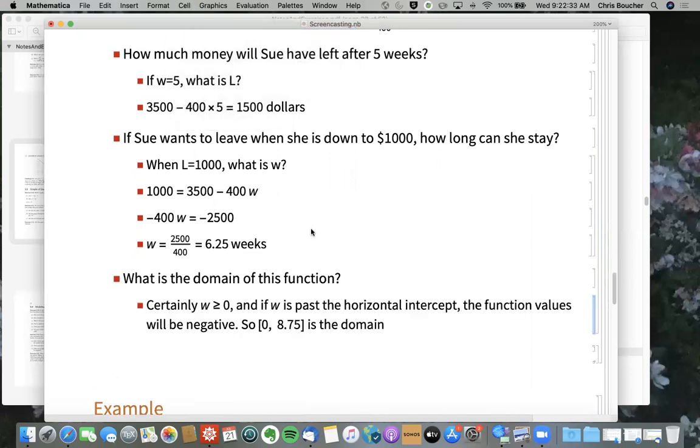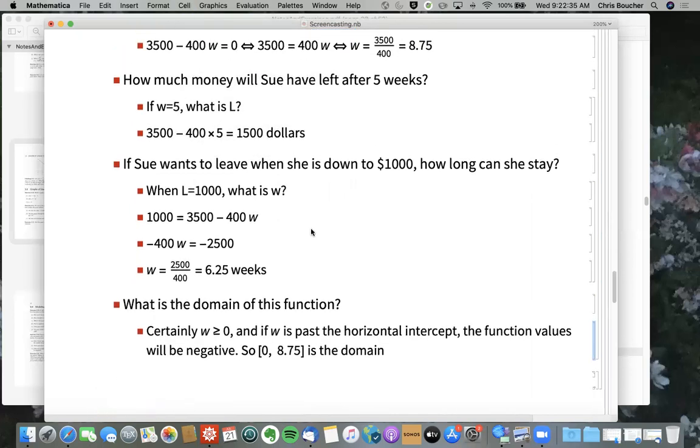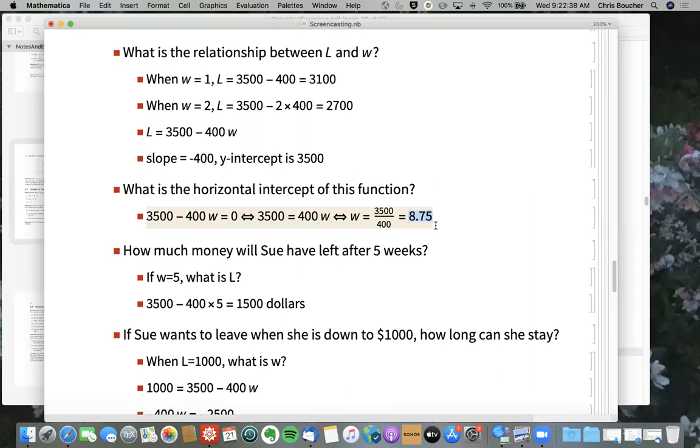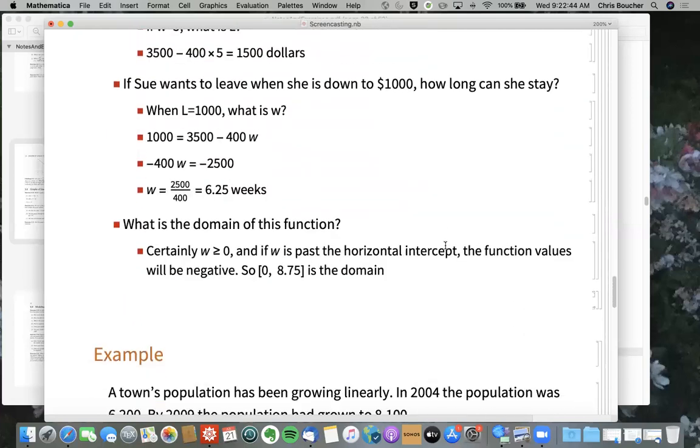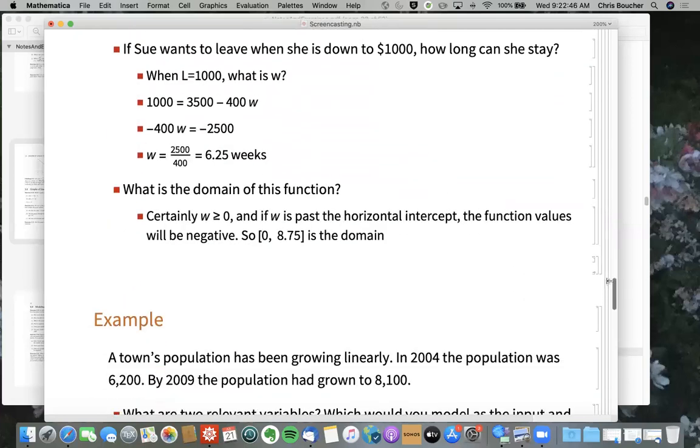And the other thing is that if we go past this 8.75, she's going to have a negative amount of money, right? So that doesn't make a lot of sense either. I suppose that's debatable. It's possible she could be in debt, but I'm going to consider this to be the domain, the interval from 0 to 8.75.